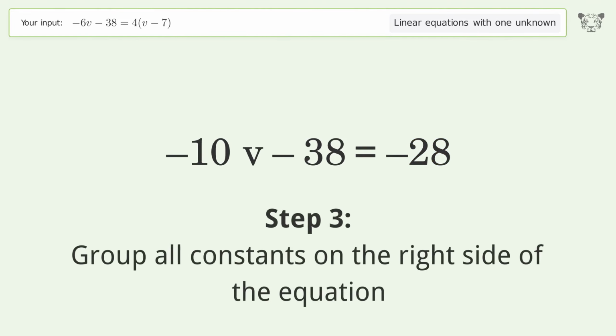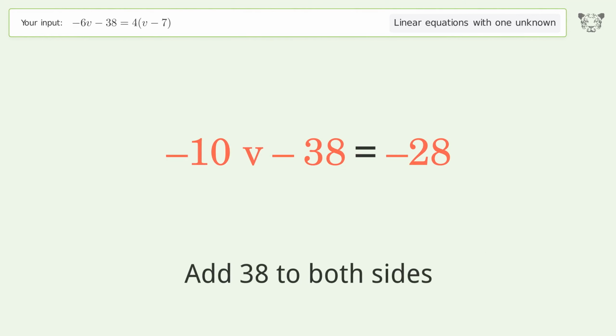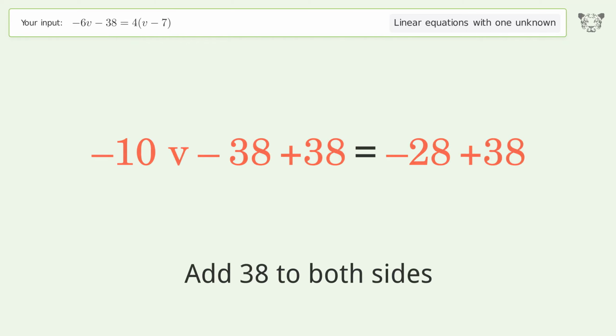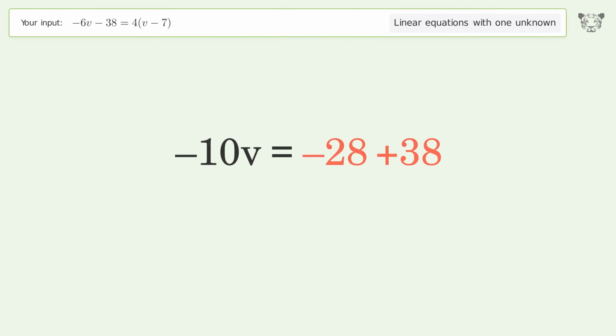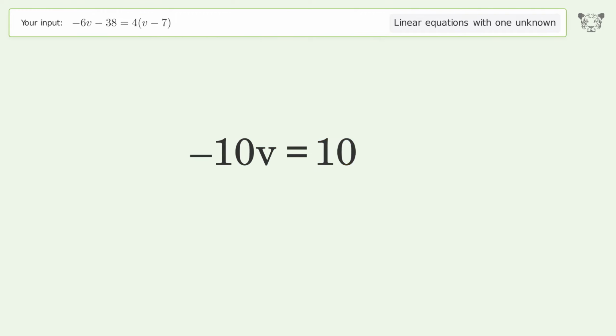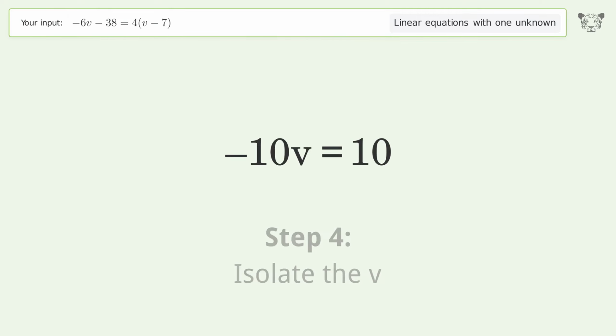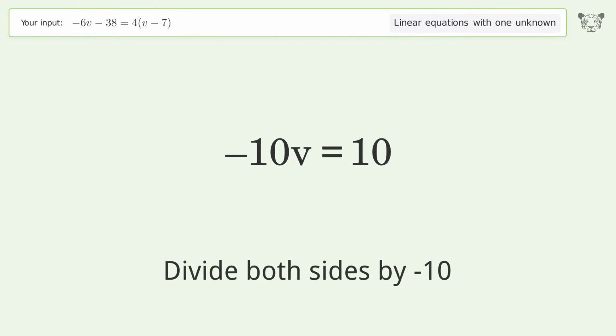Group all constants on the right side of the equation. Add 38 to both sides. Simplify the arithmetic. Isolate the v. Divide both sides by -10.